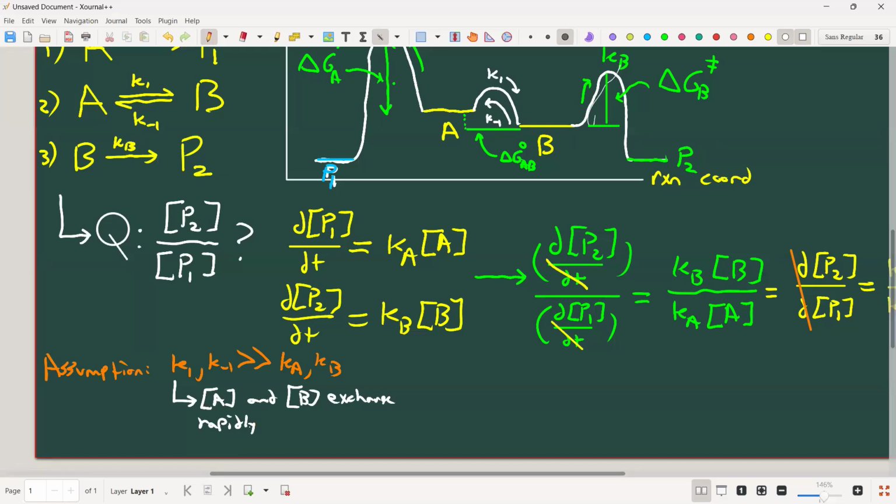Well, we can say that the total concentration of A and B, so the time derivative of the total concentration of the materials, is equal to 0. Right? Because if I lose a little bit of A, if A goes over to P1, I lose a little bit of A. But what happens is Le Chatelier's principle kicks in, and I replenish A with a little bit of B.